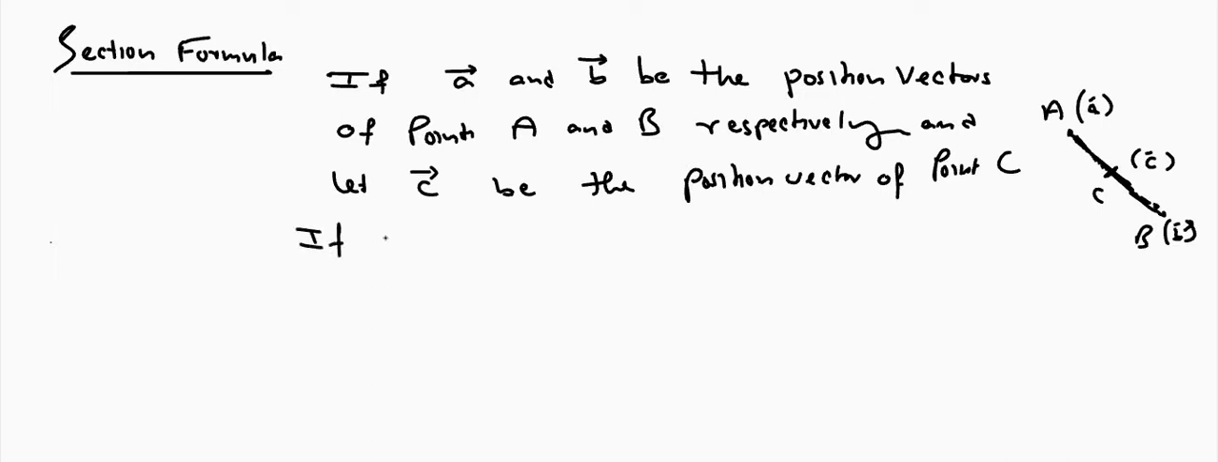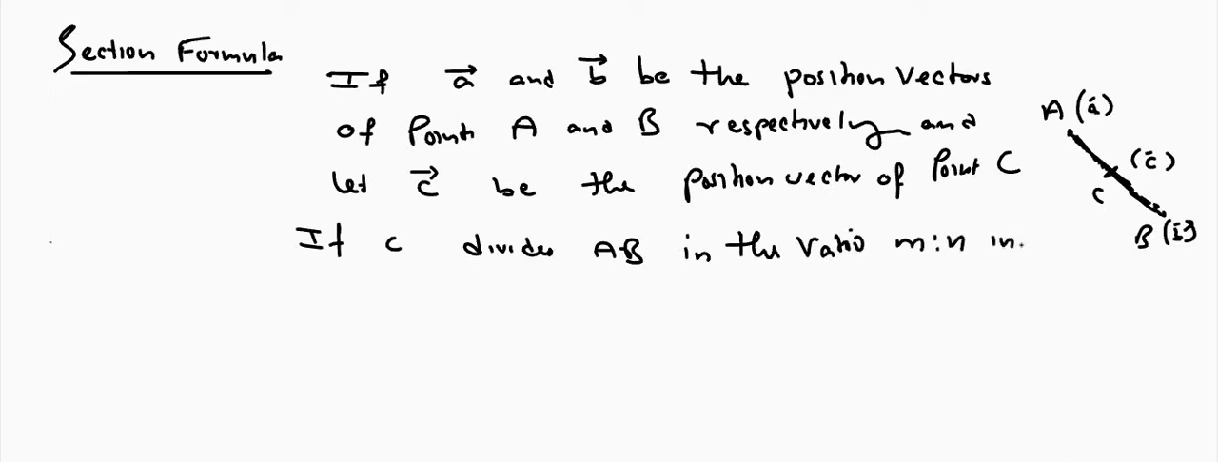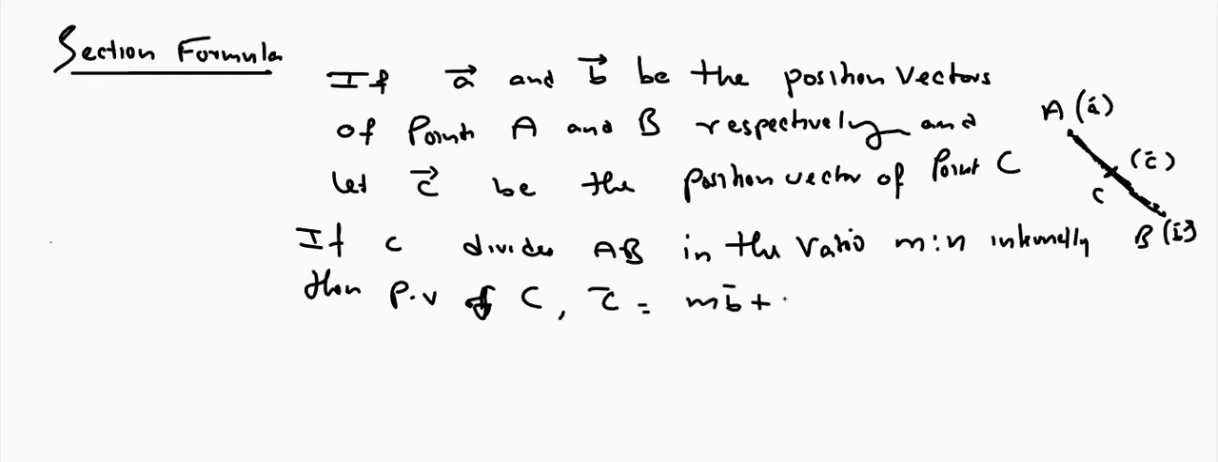If C divides AB in the ratio m:n internally, then the position vector of C, that is C vector, is equal to (m B vector plus n A vector) divided by (m plus n).